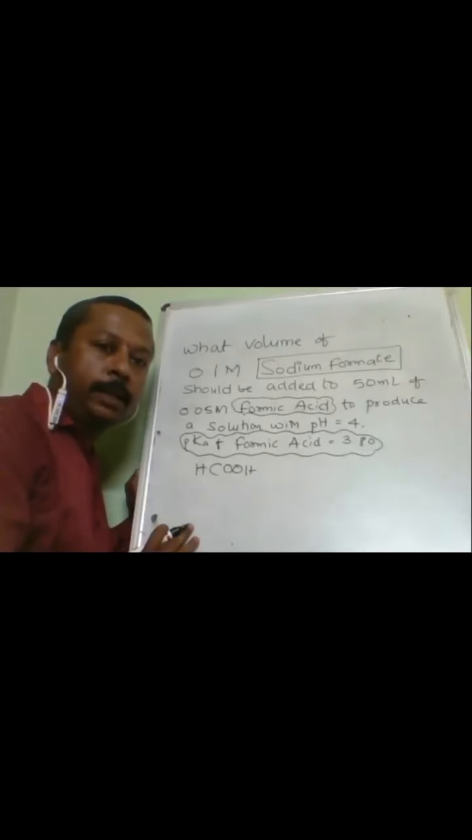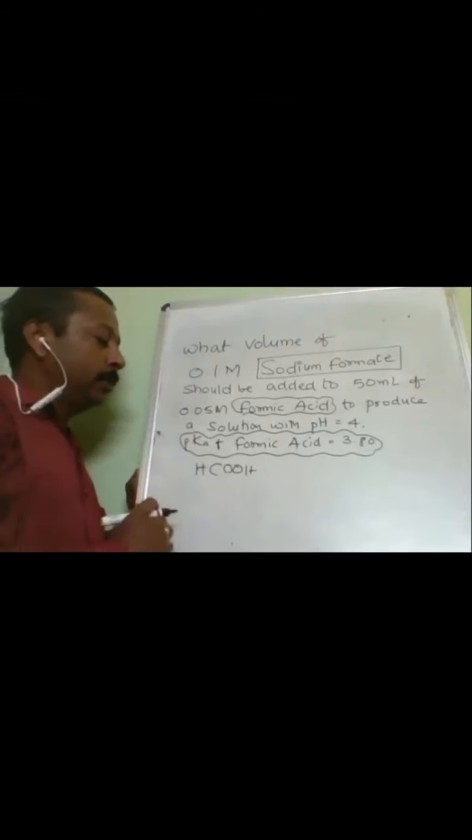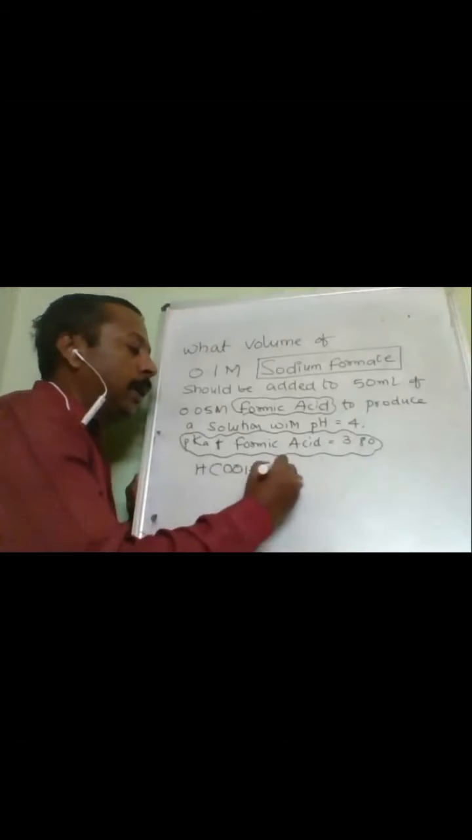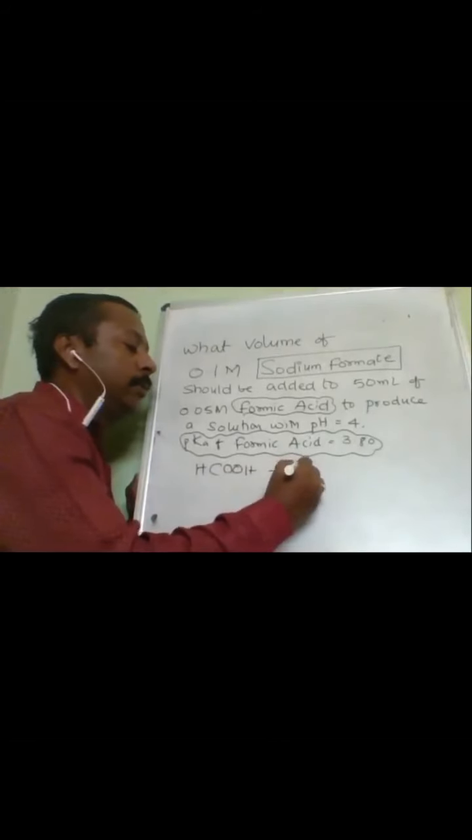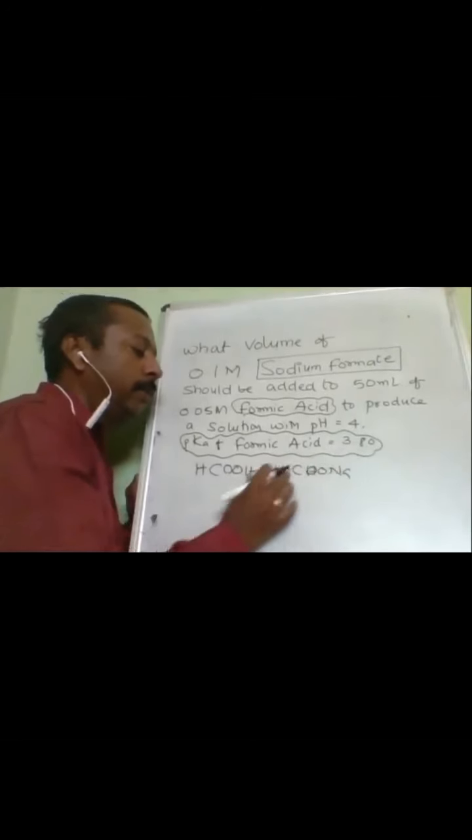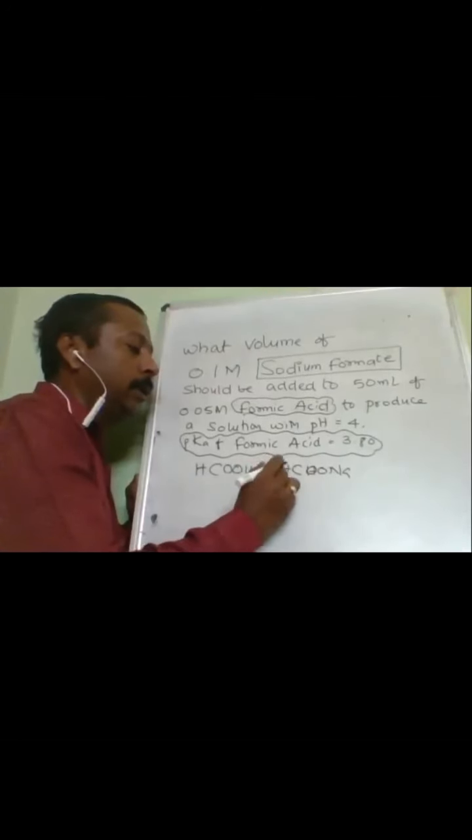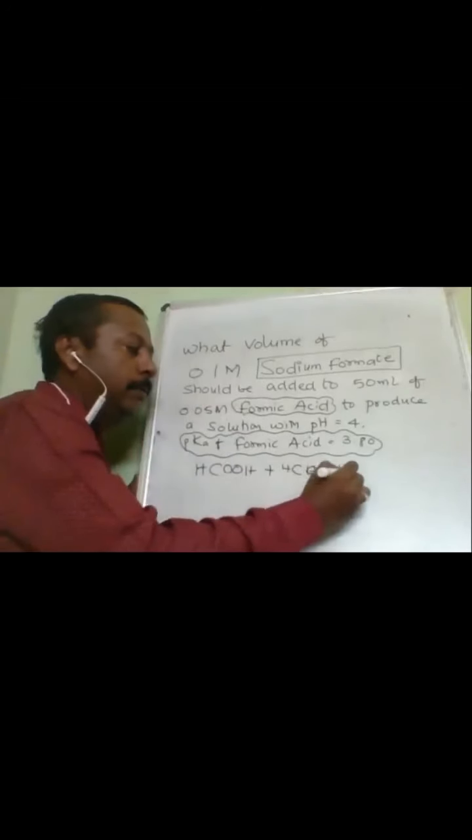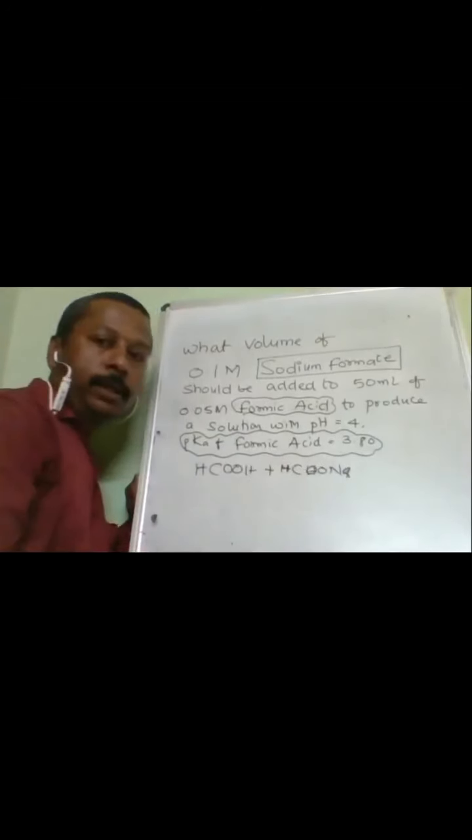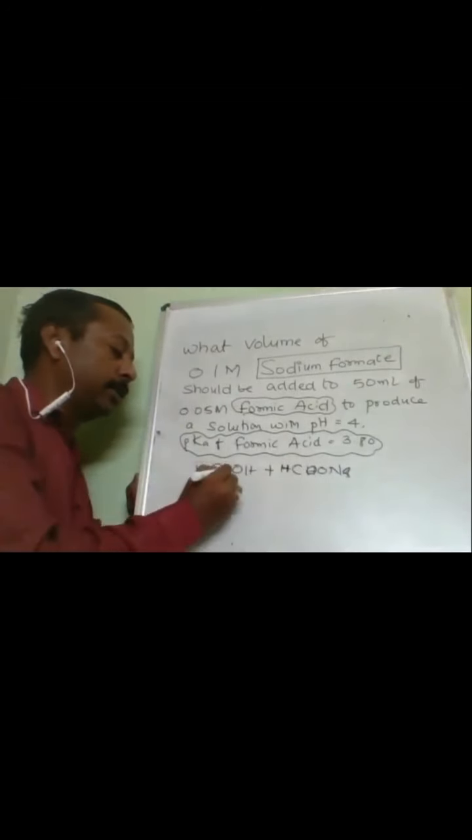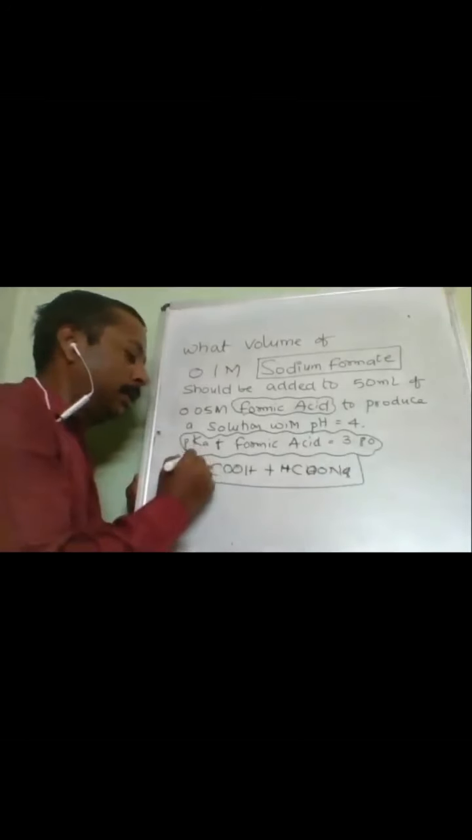Same way, aceta means two carbon atoms. These are the common names and their implications. So here, formic acid and sodium formate. Sodium formate is a salt, HCOONa. Forma means one, as I already told you. So one carbon with salt. So HCOONa is sodium formate. Understood? So formic acid and sodium formate.